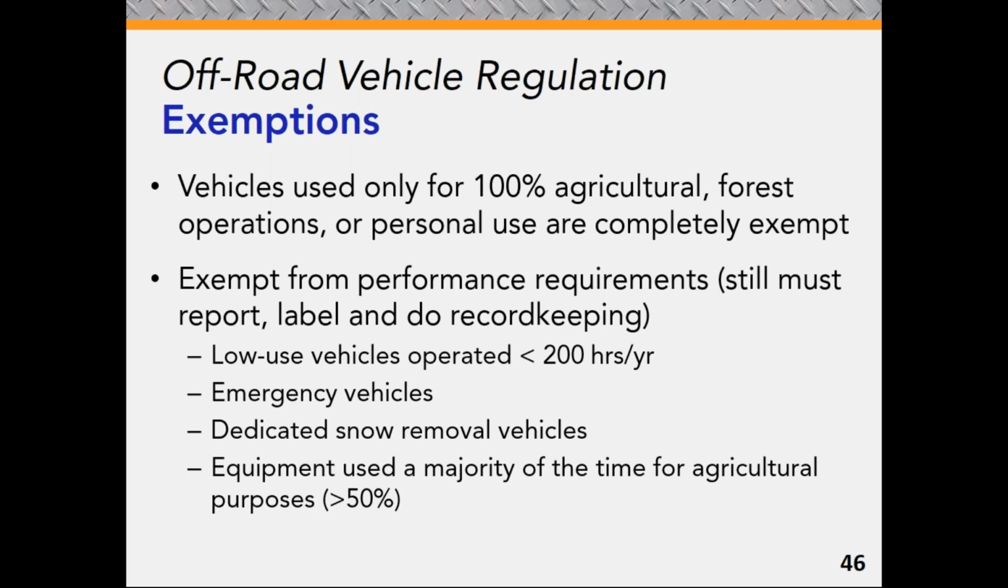The next exempt vehicles that we have are emergency vehicles, dedicated snow removal vehicles, and finally ag equipment that's used a majority of the time for agriculture, but not 100% of the time. This would be your cases where the equipment is used over 50% of the time for agriculture, but not all of the time. So unlike equipment that's used 100% of the time for agriculture, the partial ag vehicles still are required to be reported and labeled.